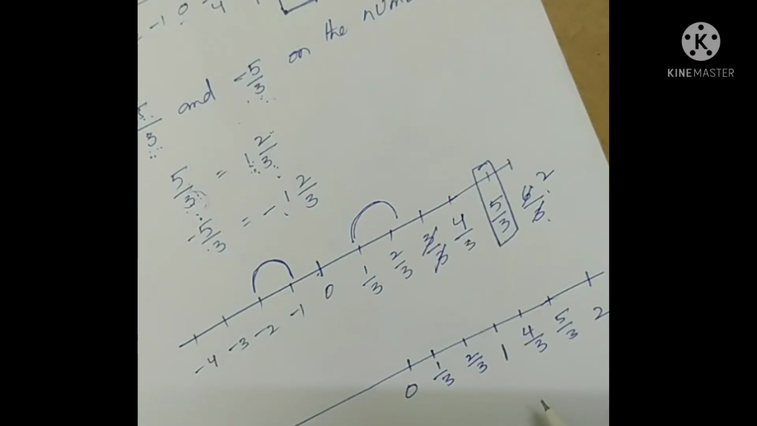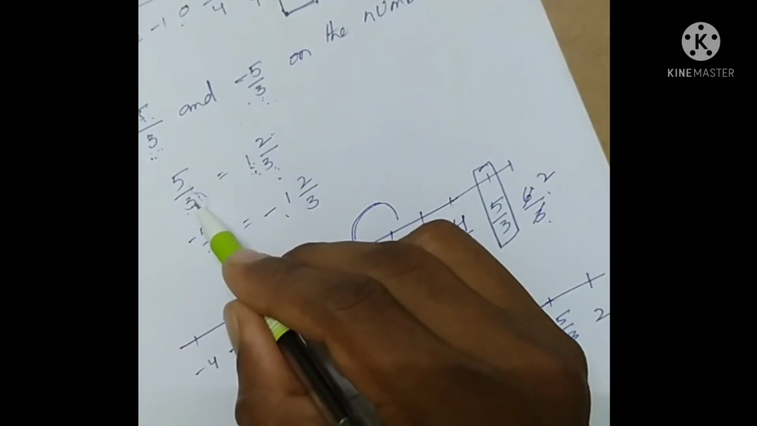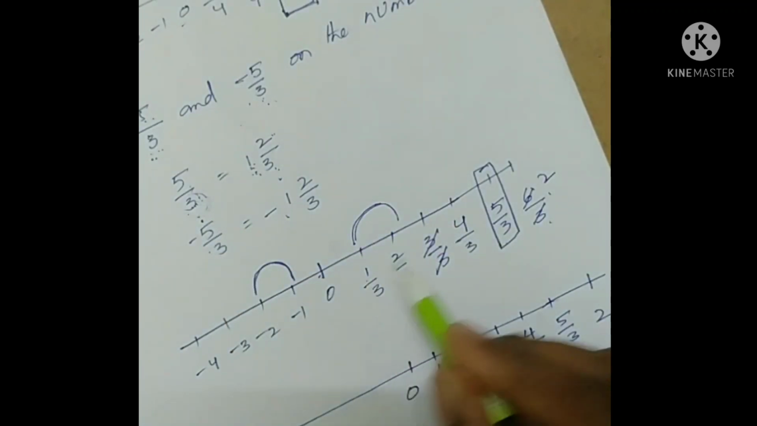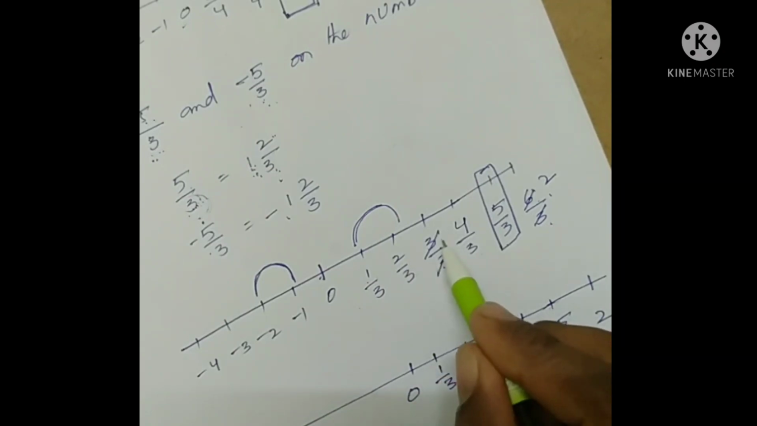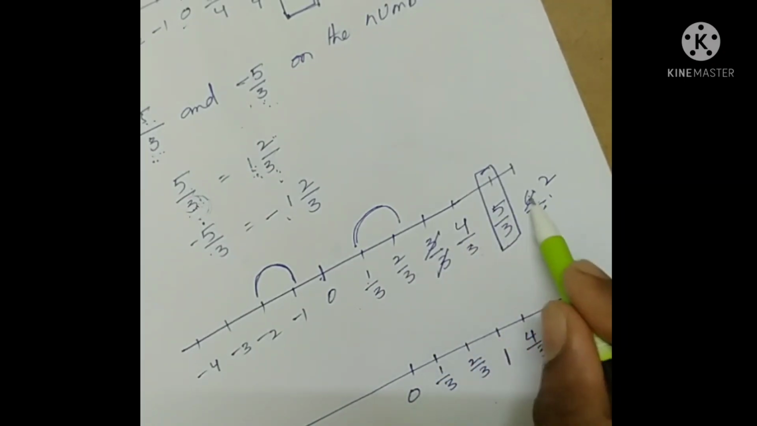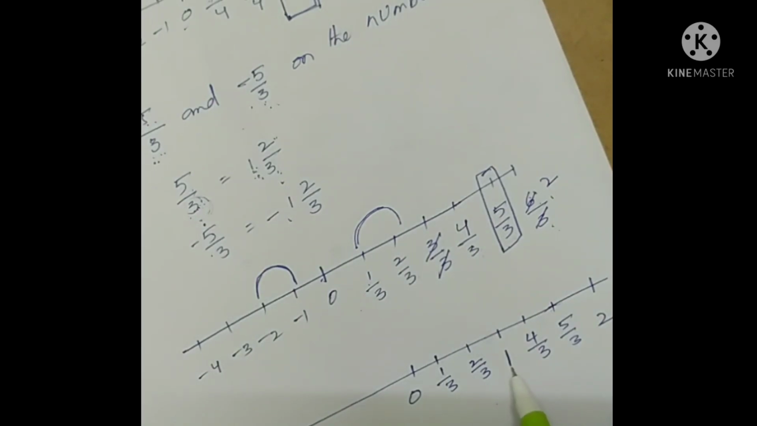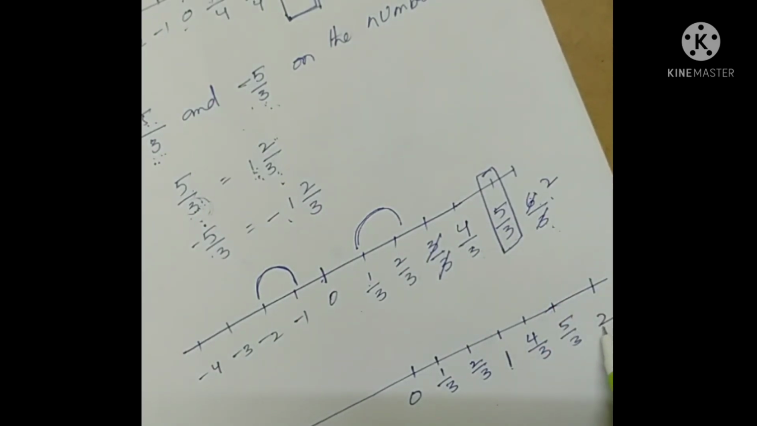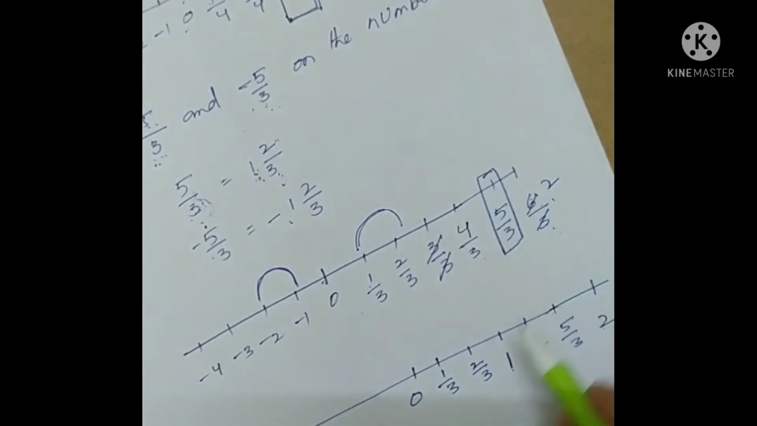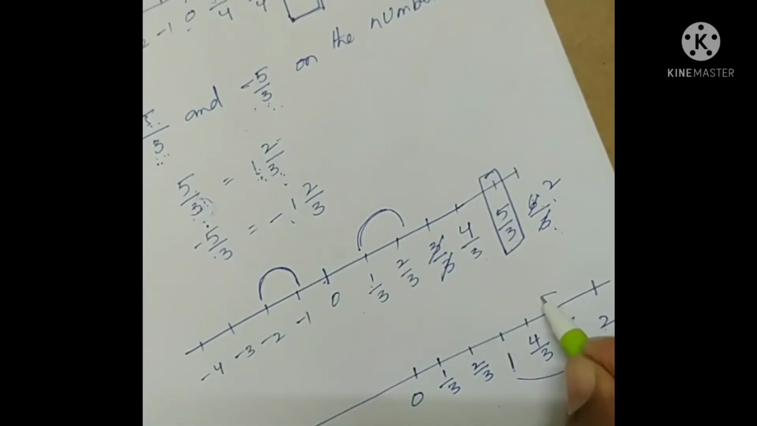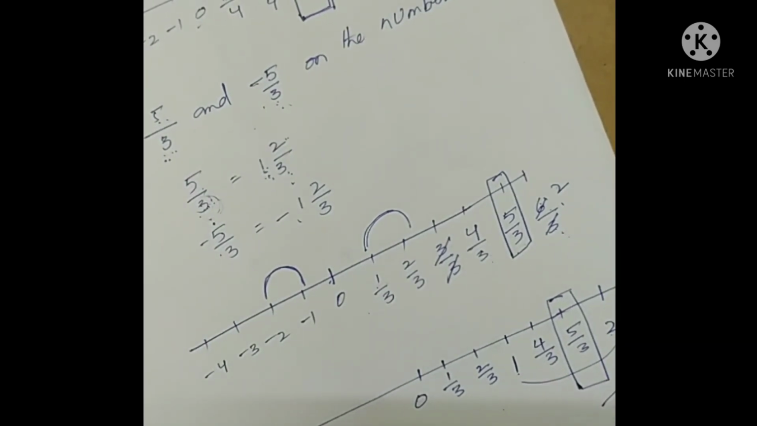Here the denominator is 3. Let's divide each integer interval on the number line with denominator 3. So 1 by 3, 2 by 3, 3 by 3, 4 by 3, 5 by 3 and 6 by 3. Here 3 ones are 3, so here 1. Here 6 by 3, the result is 2. So the value 5 by 3 is always in between 1 and 2. This is our required fraction, right?